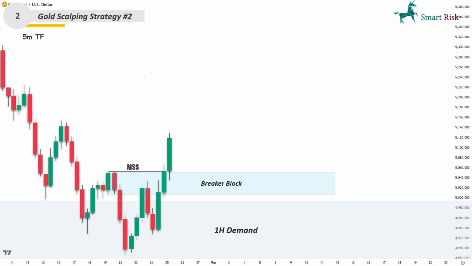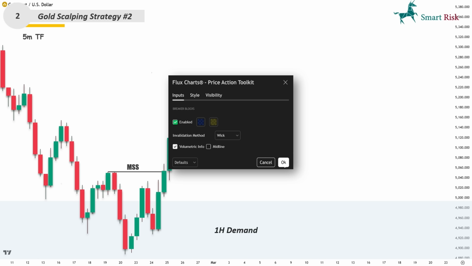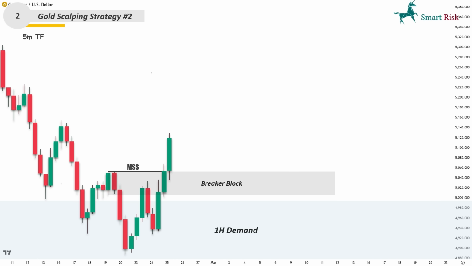This is the area where you plan your long entry. You can mark the breaker block manually, step by step, exactly as I showed earlier. Or you can highlight it automatically by simply enabling the breaker block option in the indicator's settings. The next step is to set a buy limit order at the highest point of that breaker block and wait for the price to retrace into the zone.